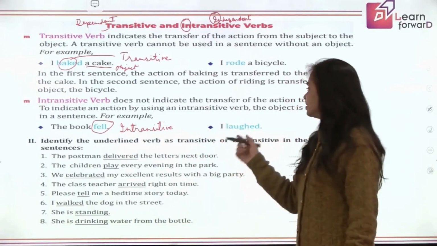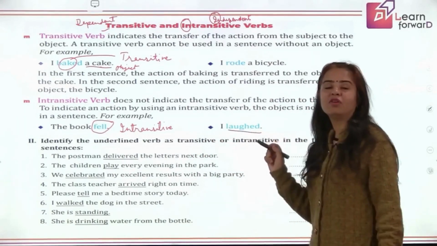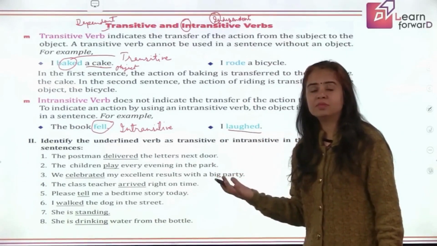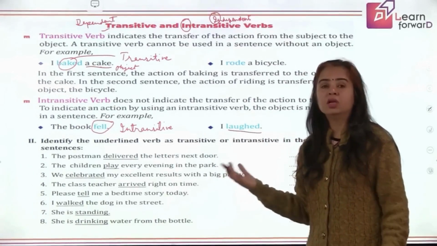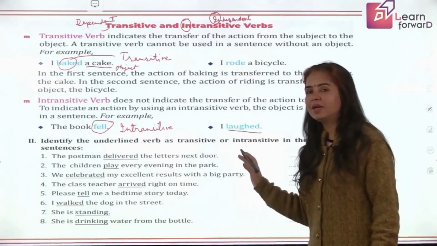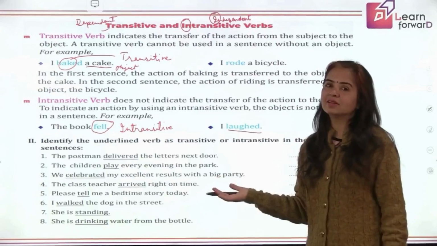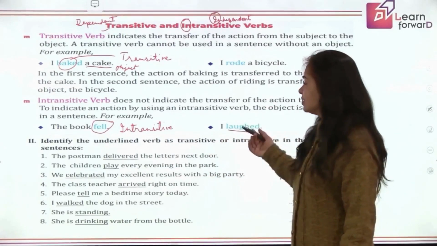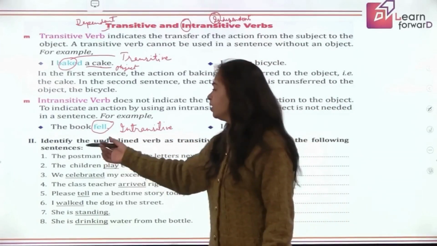Let's see the next sentence here. Oh, the one I have already given. I laughed. So laughter is not accepted by any other noun. So I laughed on my own, and this is giving a complete meaning. It is independent. So it is again intransitive. If you have understood, let's proceed with an exercise here to check how much you have understood.